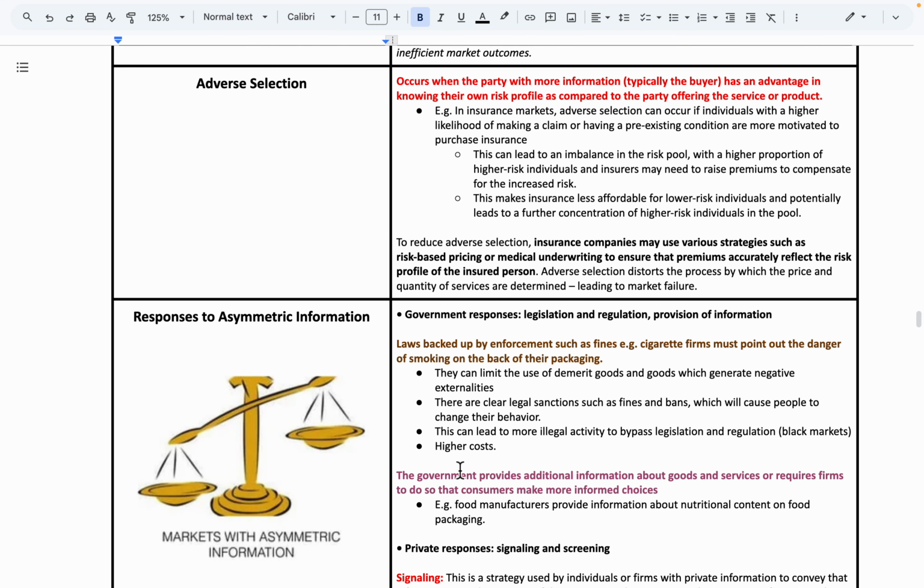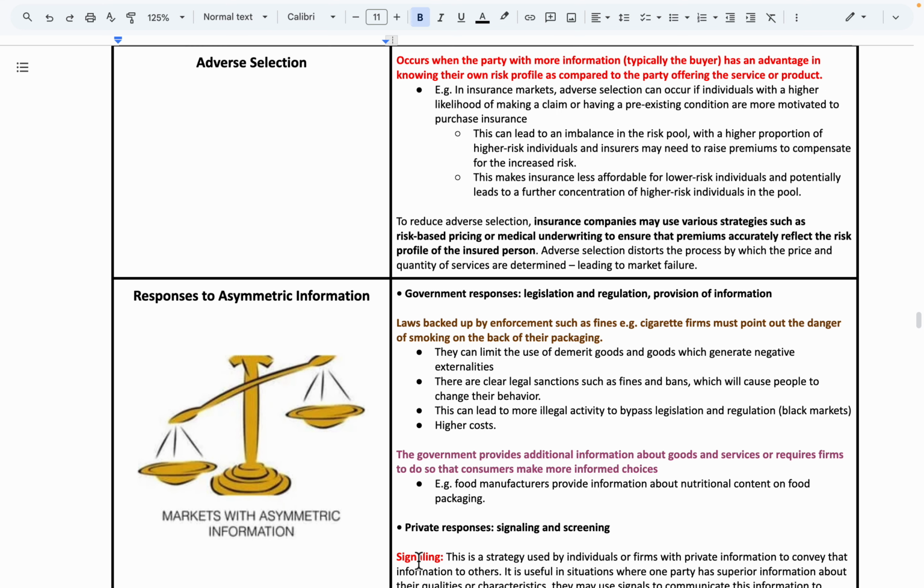Adverse selection. So this occurs when the party with more information, typically the buyer, has an advantage in knowing their own risk profile as compared to the party offering the service or product. So this is like in insurance markets, where adverse selection can occur if individuals with a higher likelihood of making a claim or having a pre-existing condition are more motivated to purchase insurance. So to reduce adverse selection, insurance companies may use various strategies such as risk-based pricing or medical underwriting to ensure that premiums accurately reflect the risk profile of the insured person.